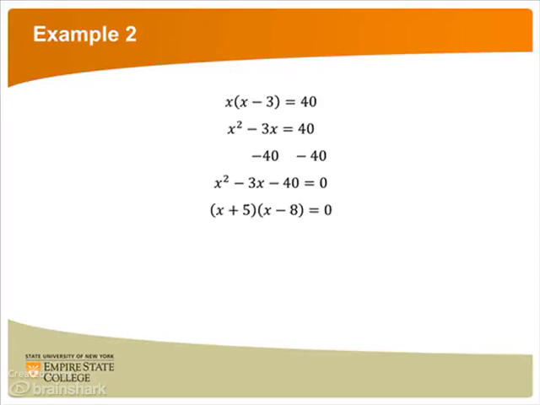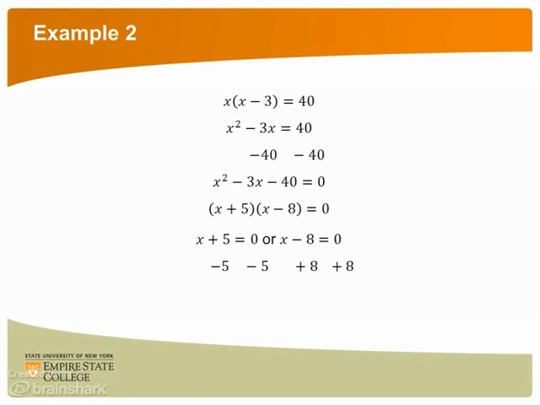We factor this quadratic as x plus 5 and x minus 8. Split the factors into separate equations. Subtract 5 from both sides to solve the first equation. Add 8 to both sides to solve the other equation. We have x equals negative 5 or x equals 8.